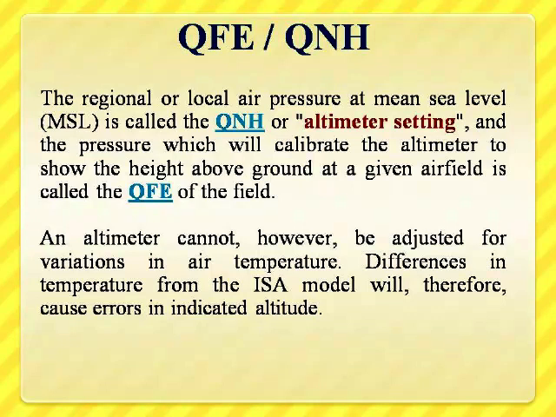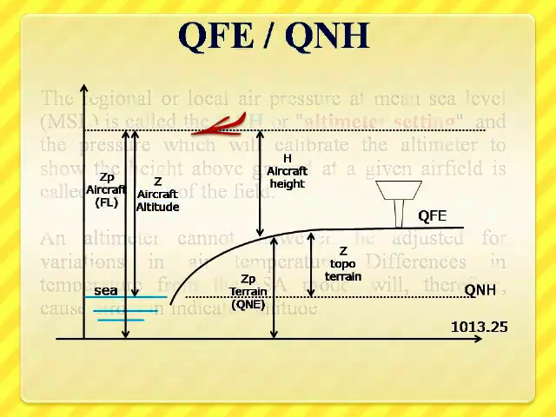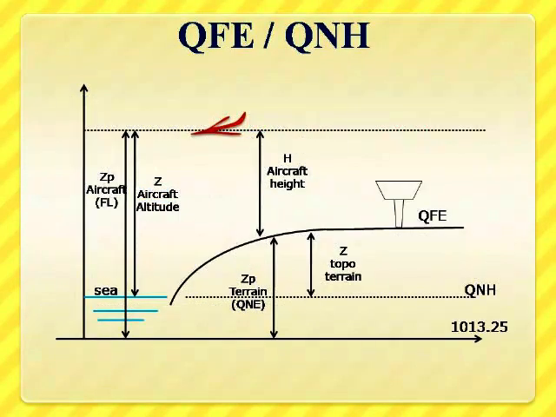An altimeter cannot be adjusted for variations in air temperature. Differences in temperature from the ISA model will therefore cause errors in indicated altitude. So QFE indicates aerodrome elevation pressure, and QNH indicates the QFE reduced to MSL according to ISA. So these different terms are indicated in this diagram to give clear picture of what we mean by QNH, that is mean sea level, above which you are going to get the height indication.